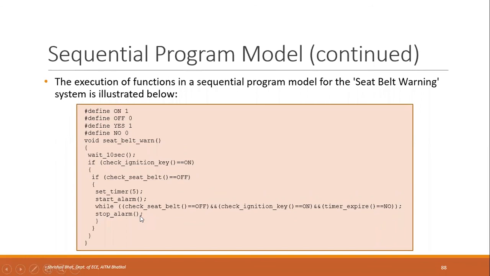So this is the way we can have the functions in a sequential program model for the same automatic seatbelt warning system. We have written this in the form of C functions. We have the main function, seatbelt one, as a function, then waiting for 10 seconds. After 10 seconds, if the ignition key is on and the seatbelt is not fastened, that is if it is off, then set timer for 5 seconds and start the alarm. If any of these events happen, then stop alarm, right?